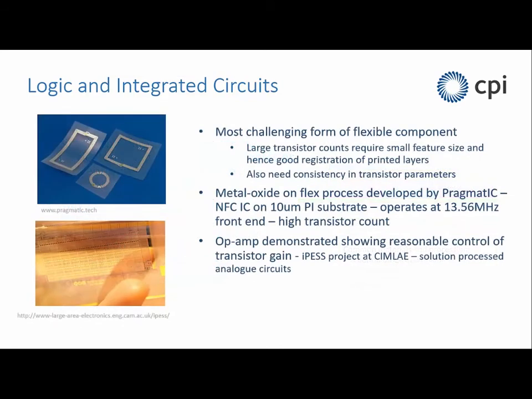So the next slide shows a current example of a large-scale integrated circuit that's being produced by a company called Pragmatic. They're manufacturing metal oxide devices on flex. They build their circuits on a 10 micron thick polyimide substrate. They assemble around 10,000 components onto their device, and that chip can perform near-field communication type functionality.